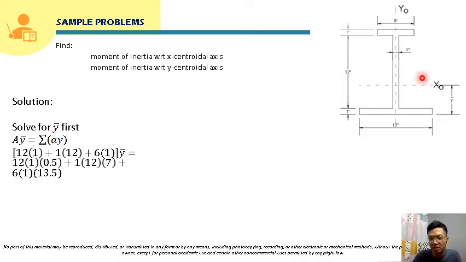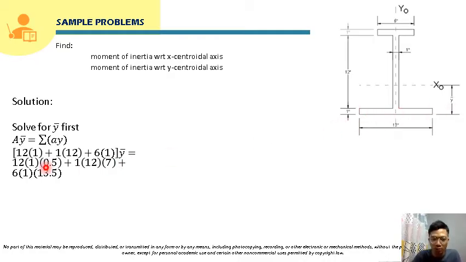So for the first rectangle, the area of this is 12 times 1, and its y coordinate from the reference axis, which is at the base. So this will be 0.5, just half of 1. Its distance, or the y coordinate, from the reference axis, which is from the base.